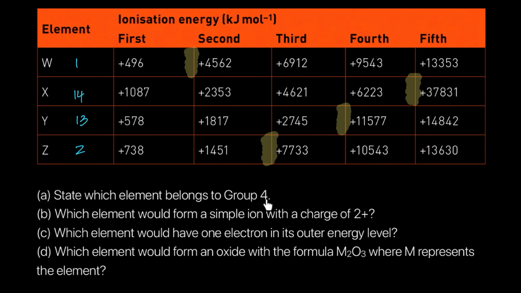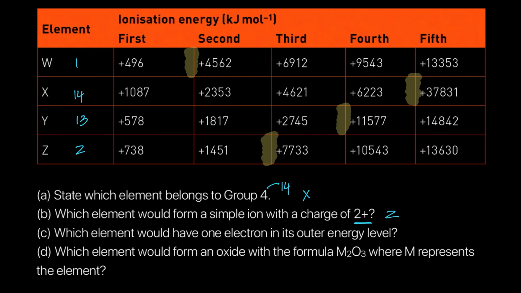Now, using this data, let's answer the parts. Which element belongs to group 4? That's pretty easy. Group 4, or the new name, group 14: X. Which element forms a simple ion with a charge of 2+? Well, that would be a group 2 ion. That makes 2+, right? And group 2 is Z.